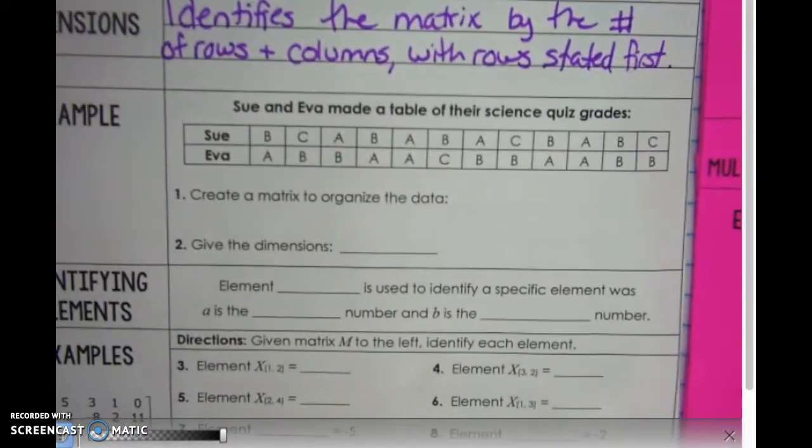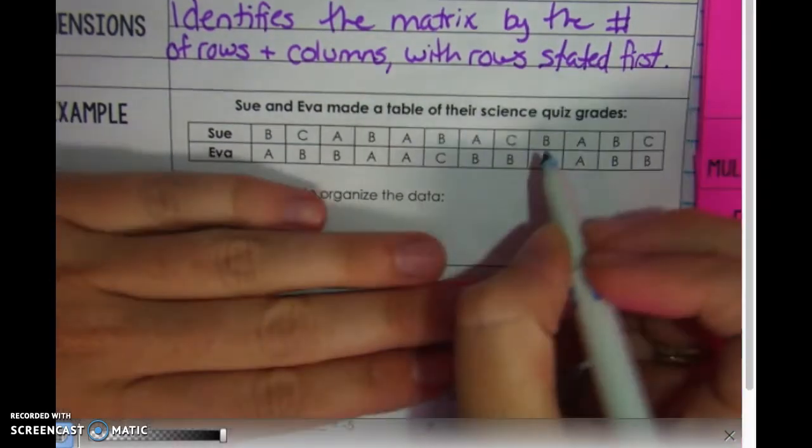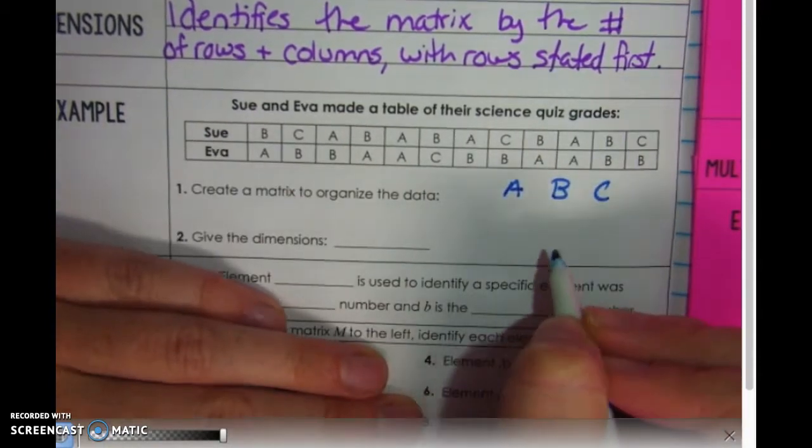Okay, so here we are with our examples. I'm sure you all have done this a million times with a friend. You sit there after school and you make a table of your science quizzes. So we're going to organize this data. A matrix can also be like any line graph, histogram, scatter plot, any kind of graph. It's another form. So we're going to analyze Sue and Eva's grades.